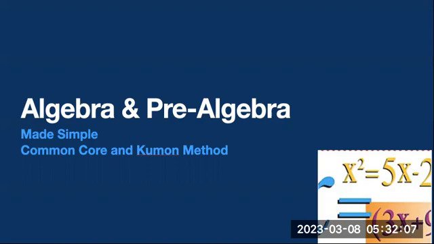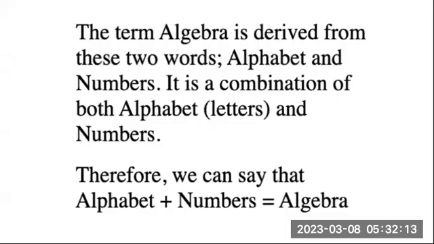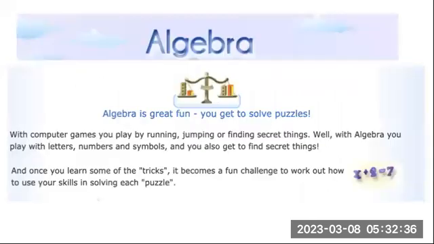Let's make algebra simple so everybody could understand what algebra is. Did you know that the term algebra is derived from these two words, alphabet and numbers? It is a combination of both alphabet, which is letters, and numbers. Therefore, we can say alphabet plus number is equal to algebra.